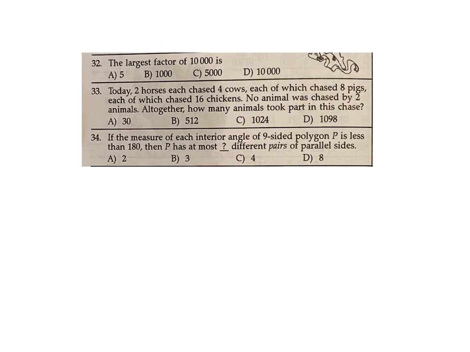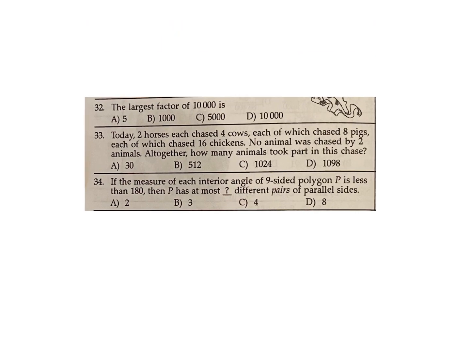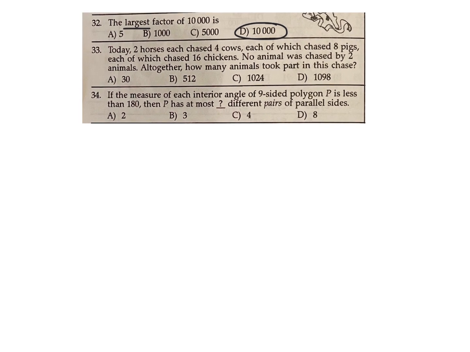The largest factor of 10,000 is? The largest factor of 10,000 is 10,000. I think that's all there is to that. 2 horses each chased 4 cows, chased 8 pigs, chased 16 chickens. No animal was chased by 2 animals. Altogether, how many animals took part in this chase?